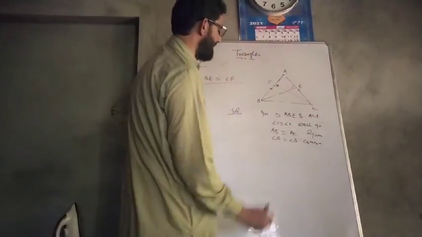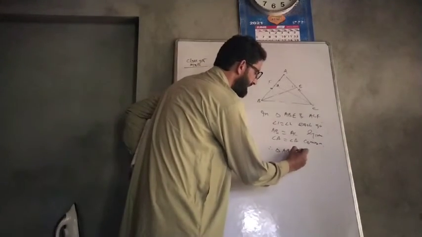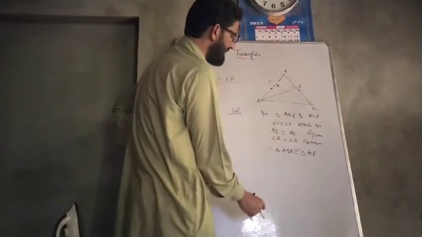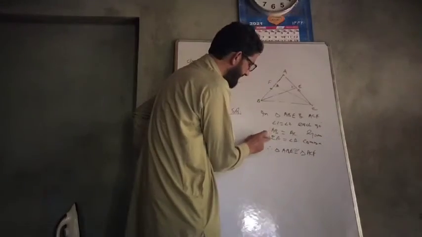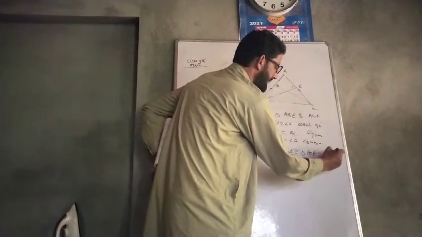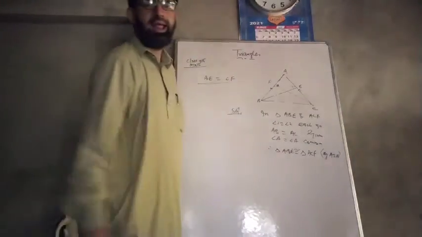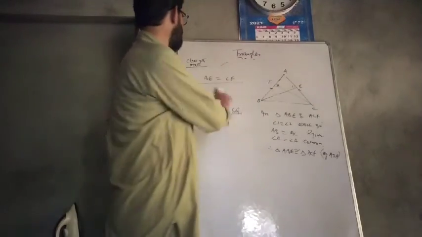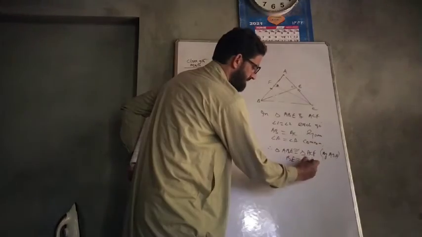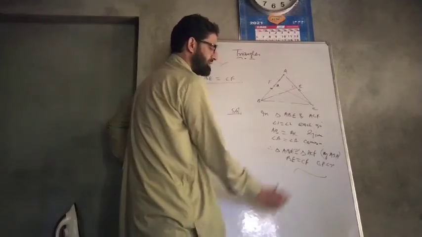Therefore two triangles are congruent. Therefore triangle ABE is congruent to triangle ACF. The criterion is angle side angle, by ASA or AAS criterion, two triangles are congruent, and when two triangles are congruent, this will follow: BE is equal to CF by CPCT. This was our requirement, whether BE is equal to CF.